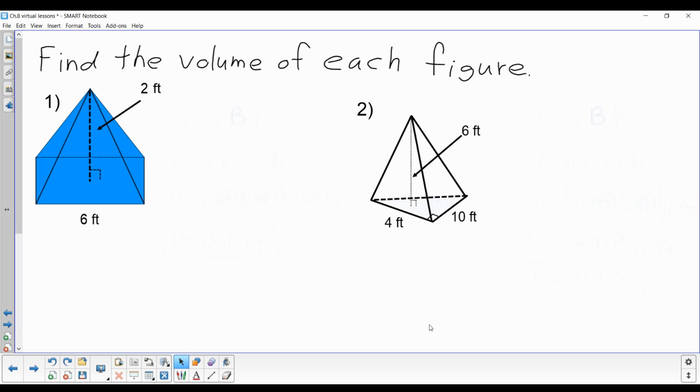For this video, we are going to find the volume of different kinds of pyramids. To find the volume of pyramids, we're going to follow the same 3 steps we've been following for all of our problems that have formulas. We're going to start by writing the formula.